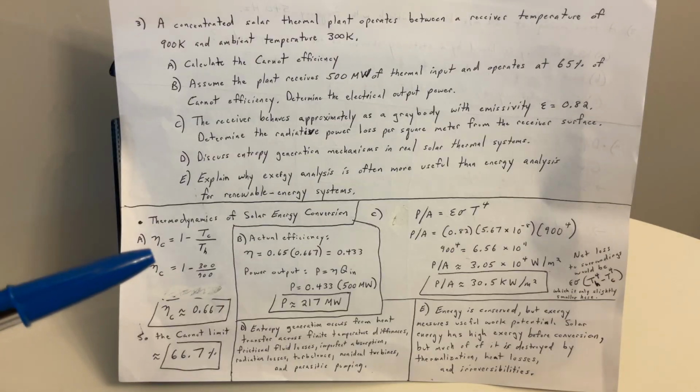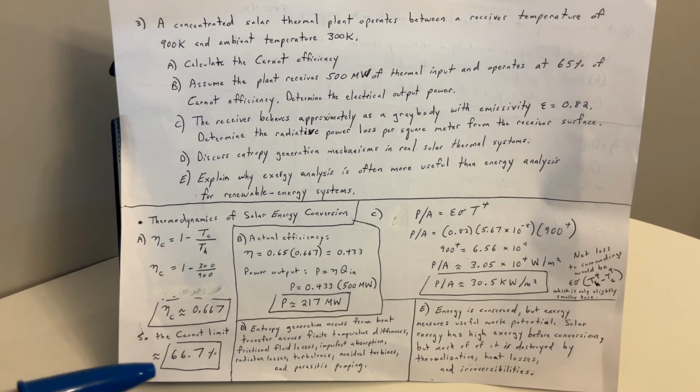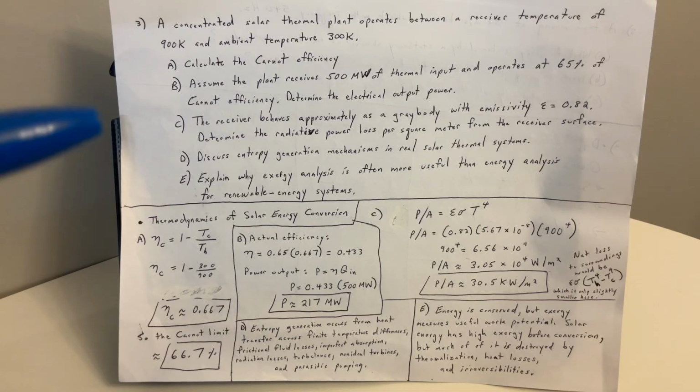So we have eta sub c equals 1 minus T sub c over T sub h. Eta sub c equals 1 minus 300 over 900, and we get about 0.667. So the Carnot limit is about 66.7%. Part B, assume the plant receives 500 MW of thermal input and operates at 65% of Carnot efficiency. Determine the electrical output power.